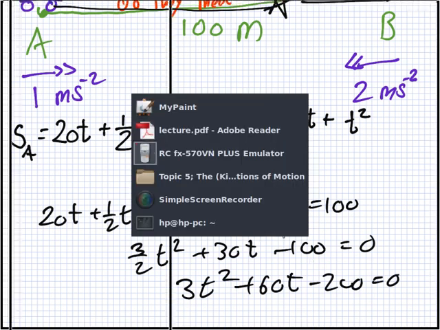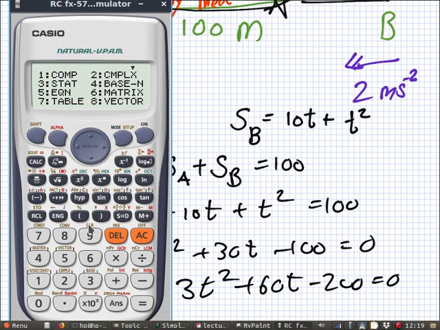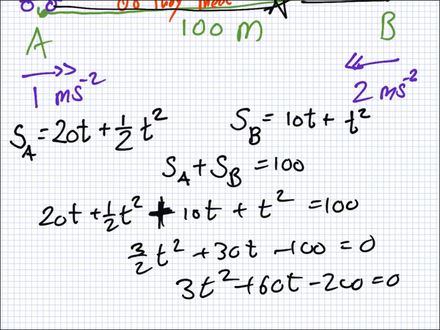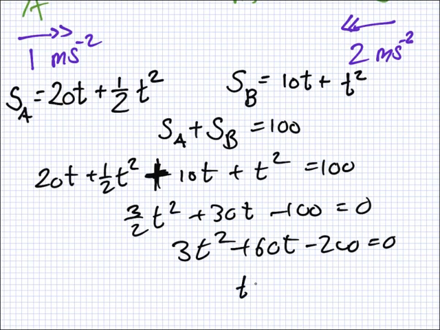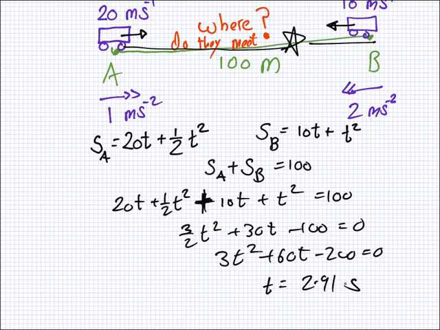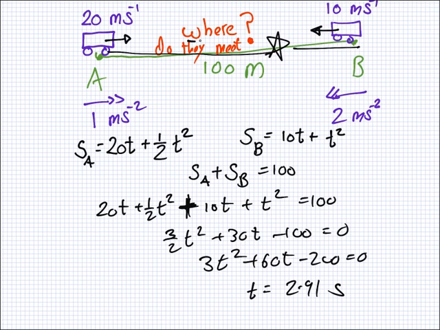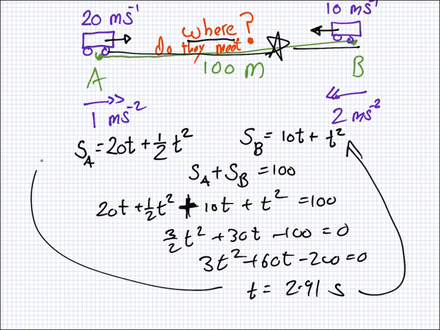Calculator time. Mode 53. 2.91 seconds. So here I have T is 2.91 seconds. But that's not what I asked. I asked where. So you can put that in here, or you can put it in here.